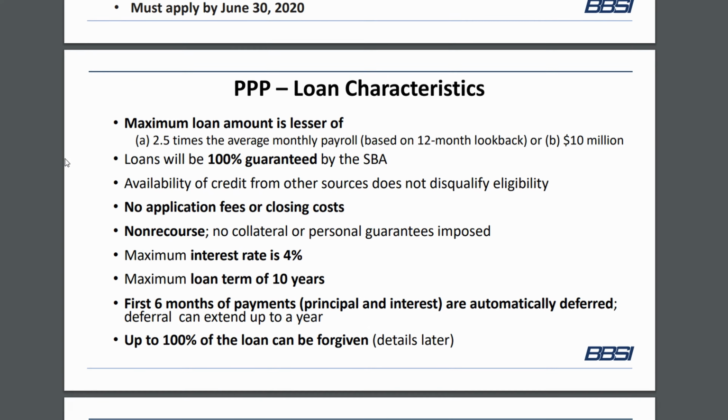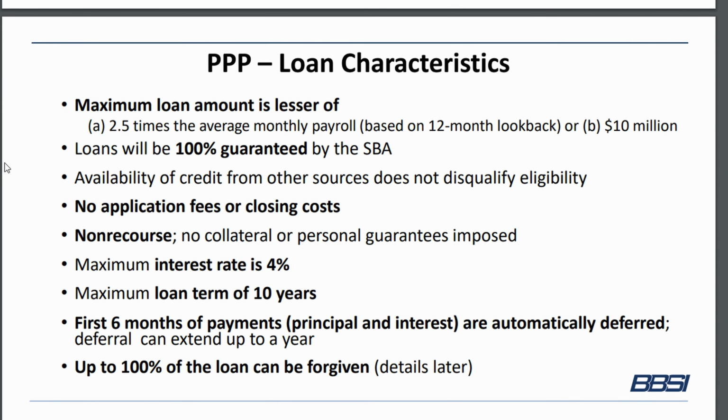So starting with the PPP loan characteristics, let's dive right in. This is a basic overview. The maximum loan amount is 2.5 times the average monthly payroll. Now, there are eligible expenses besides payroll that could be potentially forgiven with this loan, but they use payroll as a baseline metric in order to calculate the total loan amount, despite the fact that other expenses are qualified as well. Loans will be 100% guaranteed by the SBA.